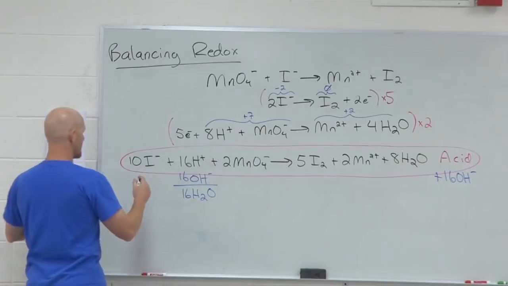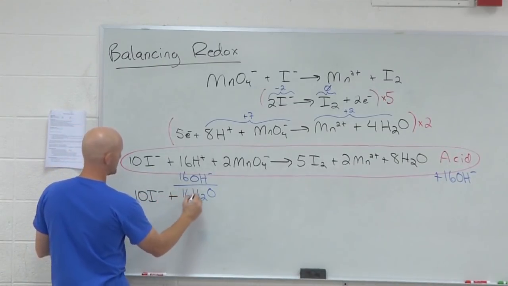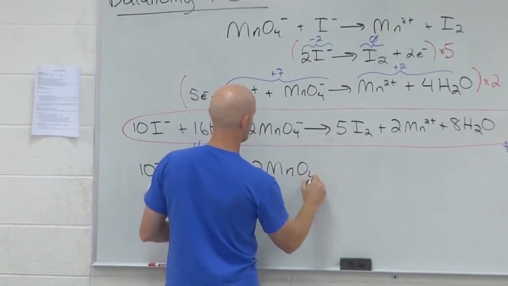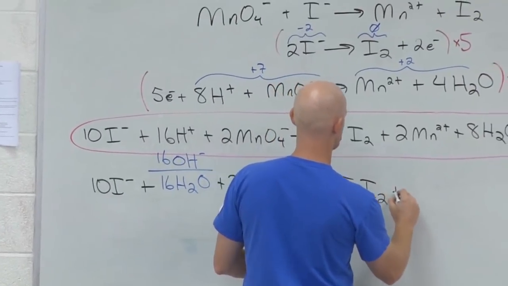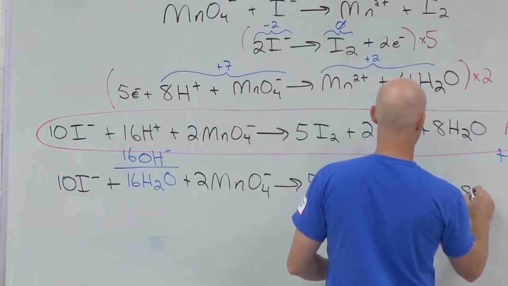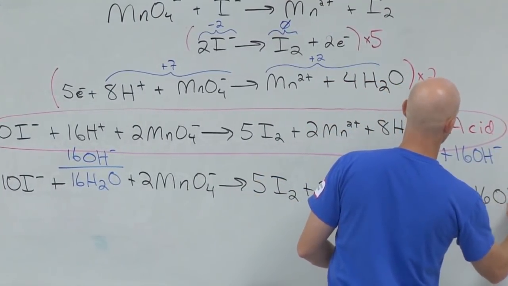And so now let's put it all together. We're going to still have 10 I minuses. We now got 16 waters on this side. 2 MnO4 minuses. 5 I2 plus 2 Mn2+ plus 8 waters plus 16 OH minus.